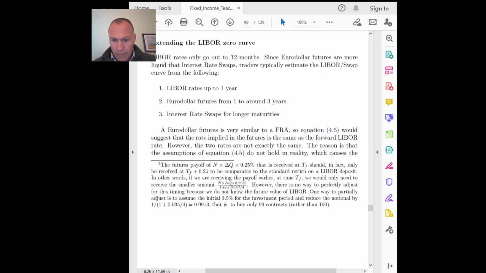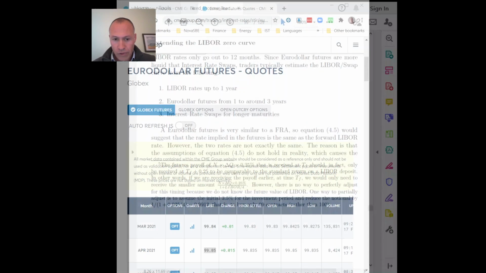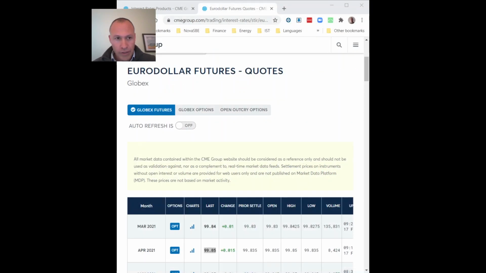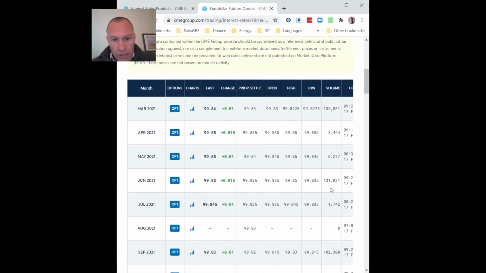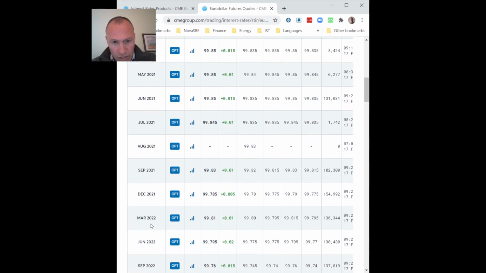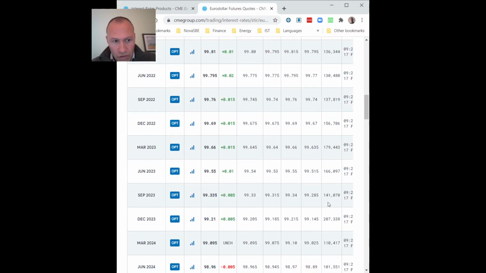Well, if we look at the page that we saw before, where we had the Eurodollar quotes, you can see that this column here is the volume. You can see that these contracts are heavily traded for some time, right? So we are in February, so this is 2021, so this is the first year, lots of trading. For 2 years out, still substantial trading. For 3 years, still a lot of trading.